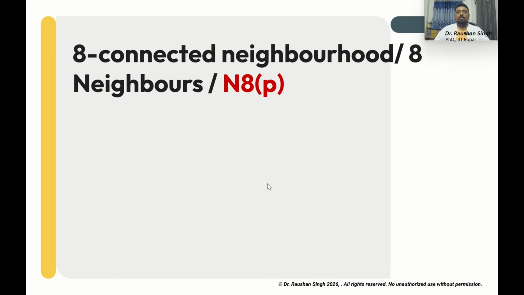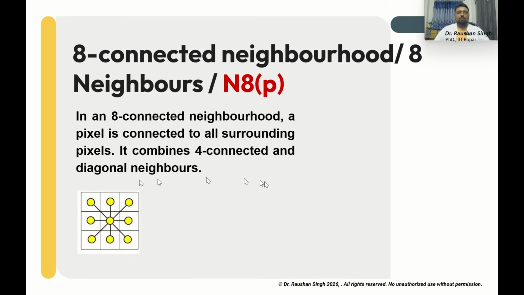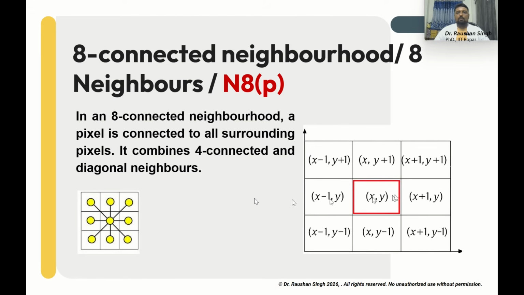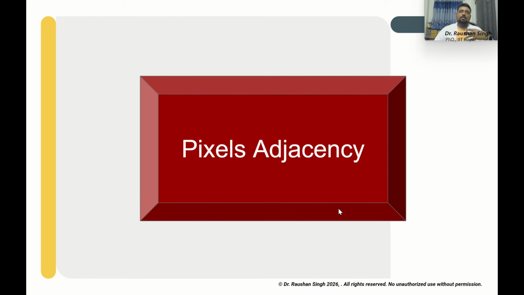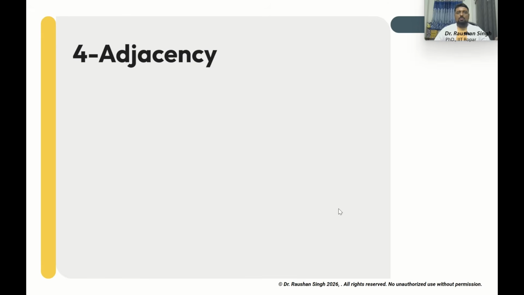Okay, then we have 8 neighborhood, the combination of both, you can say the 4 neighborhood and the diagonal neighborhood. So both are connected together in 8 neighborhood. Like this, all will be connected here. Pixel adjacency is very much dependent on your neighborhoods. So again, the same way we have 4 adjacency, we have 8 adjacency and we also have M adjacency.